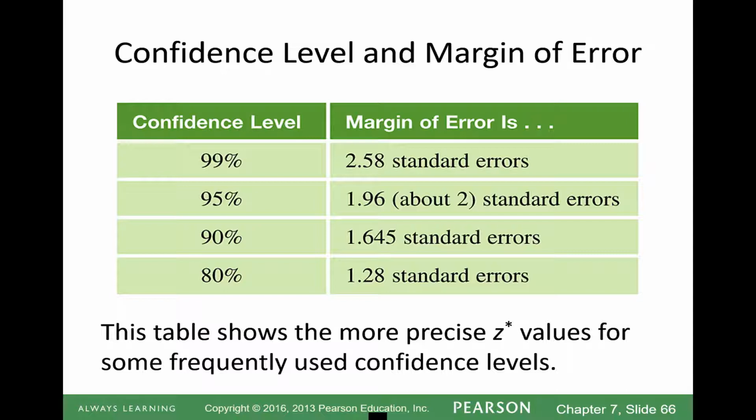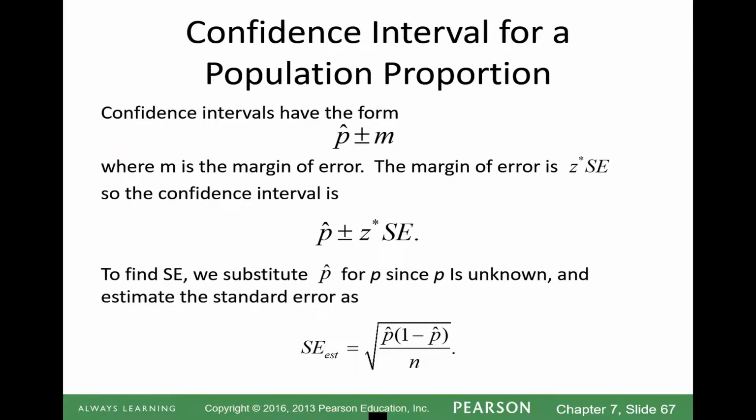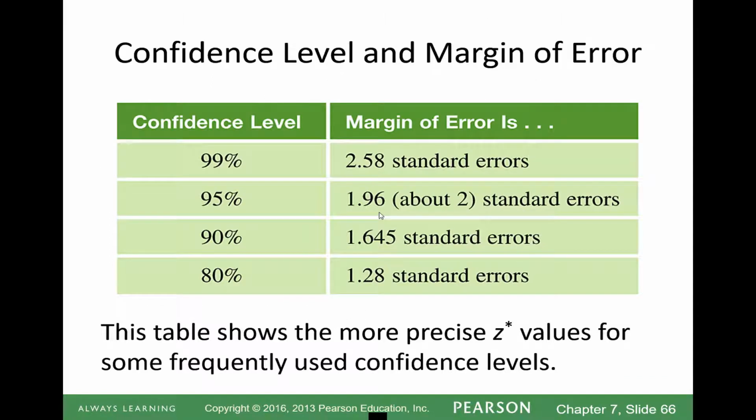This Z table shows more precise z star values for some frequently used confidence levels for a population proportion. You want to memorize these because there are some questions they may ask you about. Find the z star for an 80% confidence level. You need to know the z star for a 90% confidence level. So you need to know what this one is here.